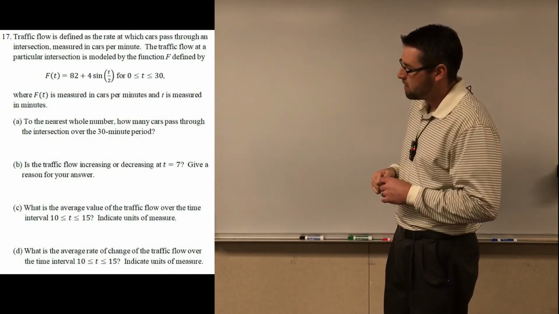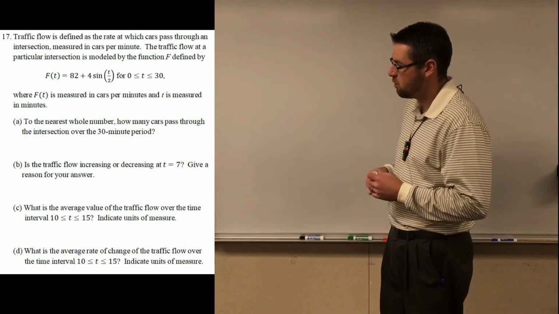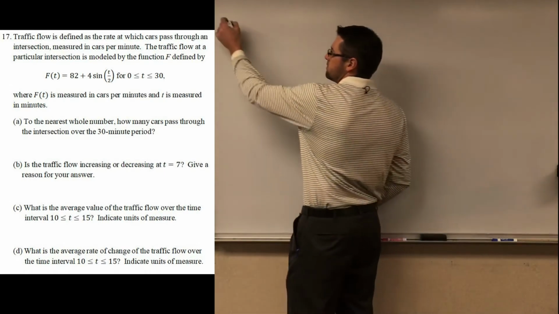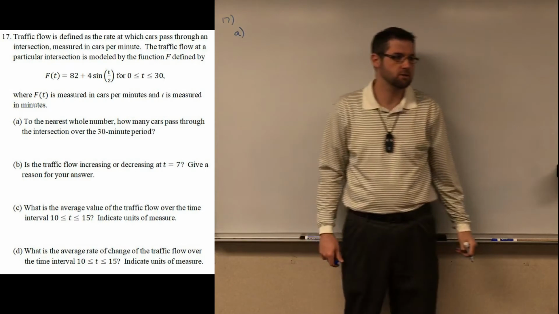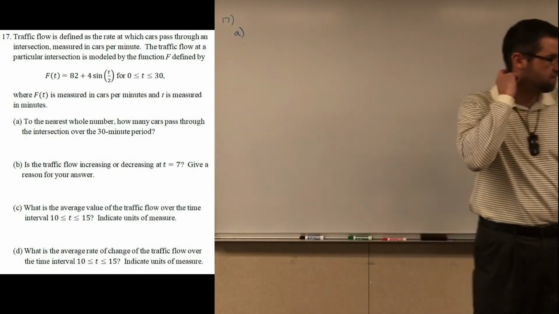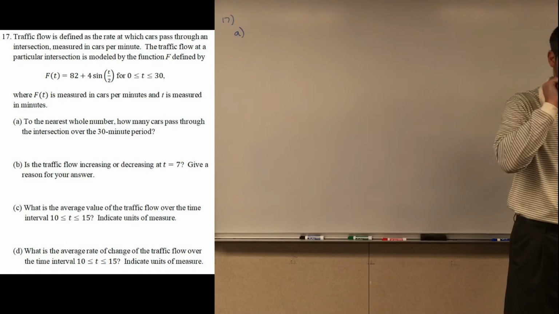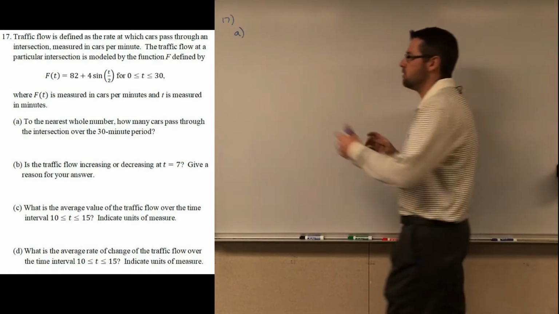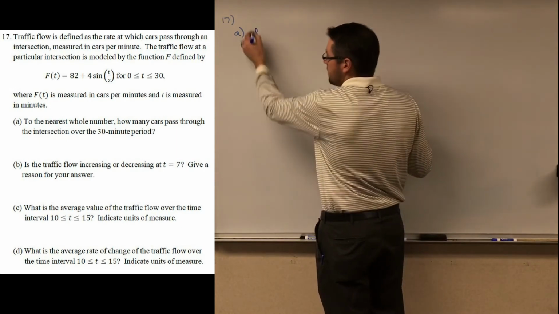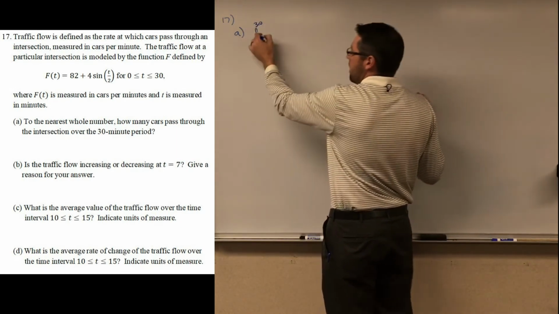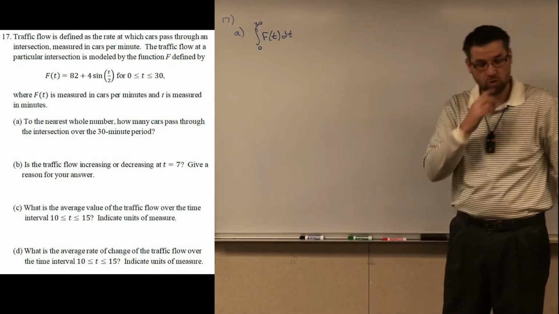A, to the nearest whole number, how many cars pass through the intersection over a 30-minute period? How do you know how many cars pass through the intersection? Okay. If F is a rate, how do I figure out an amount? The integral. Now, we would say what? The integral from 0 to 30? 30 minutes? Is this minutes? Yes. Of f of t dt. You guys okay with this? What do you get?